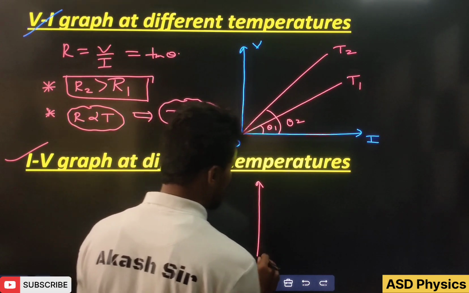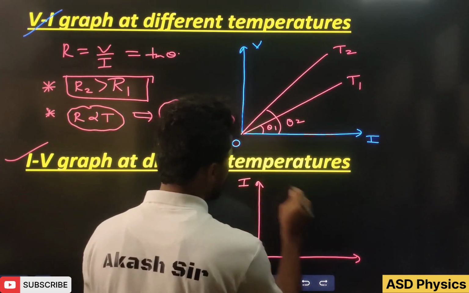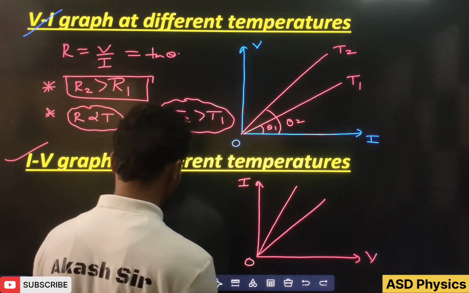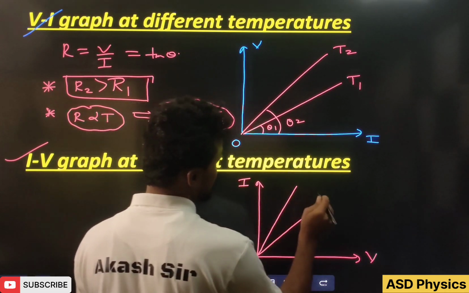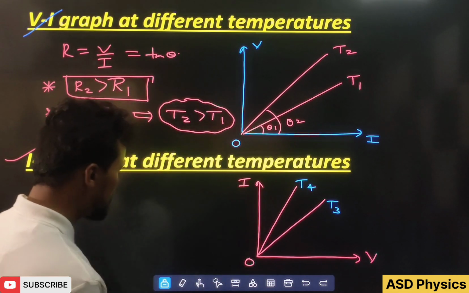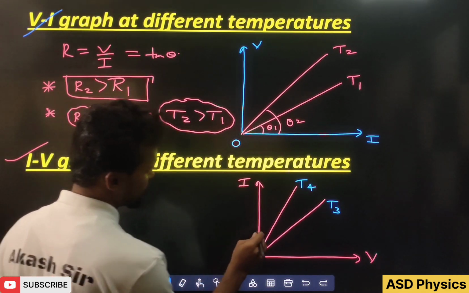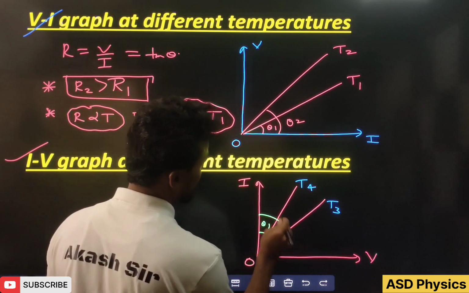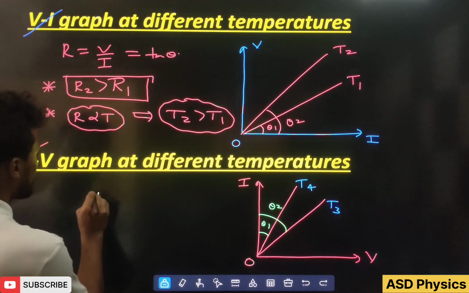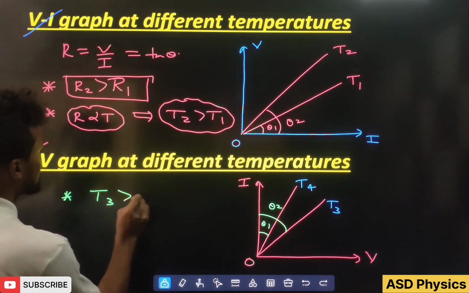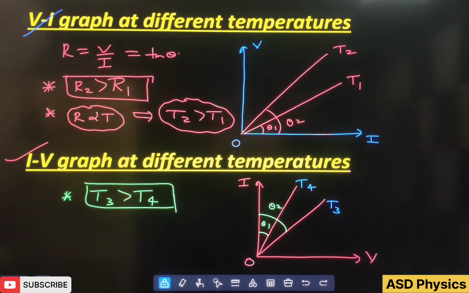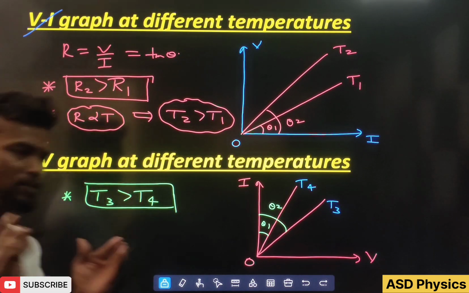Let's take here, this is the I, this is the V, and I have drawn it going like this. Let's take some temperatures, students. Let's take T3, and here I have taken T4. In a shortcut way, I will see the angles from here, from the angle point of view, θ1, θ2. Where the angle is more, T3 angle is more. That means I can tell very easily, students, that T3 is greater than T4. The temperature T3 is greater than T4, most of the time in Kelvin.